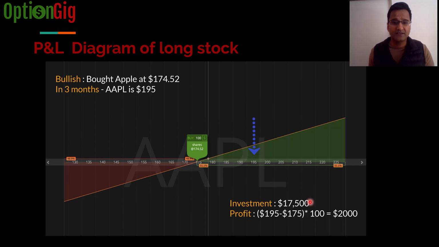You invested $17,500 because you're buying the shares. This is not an option contract. This is a long stock, meaning you bought the shares. So you got $17,500 invested. Your realized money is $19,500. So your profit is $2,000. Your ROI is 2,000 divided by 17,500, which is 11%. Not bad. 11% for 3 months is good if Apple moves from 175 to 195 in 3 months.